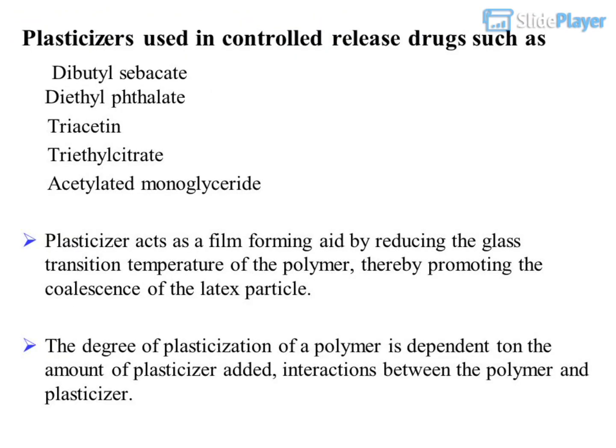Plasticizers used in controlled release drugs include dibutyl sebacate, diethyl phthalate, triacetin, triethyl citrate, acetylated monoglyceride. Plasticizer acts as a film-forming aid by reducing the glass transition temperature of the polymer, thereby promoting the coalescence of the latex particles. The degree of plasticization of a polymer is dependent on the amount of plasticizer added. Interactions between the polymer and plasticizer.